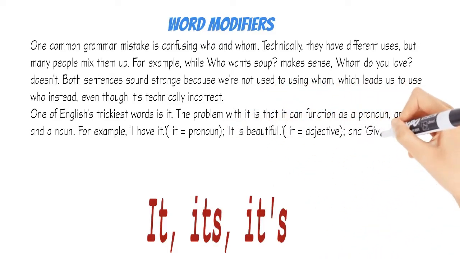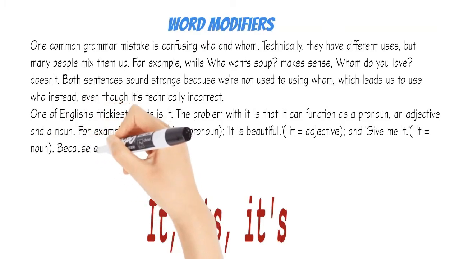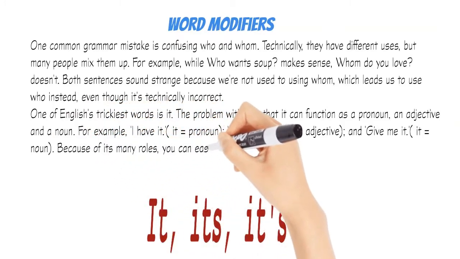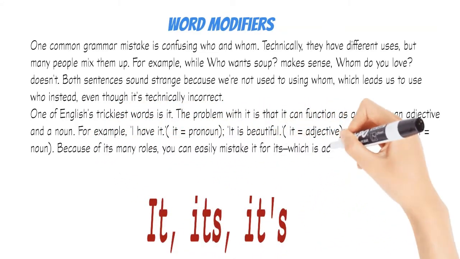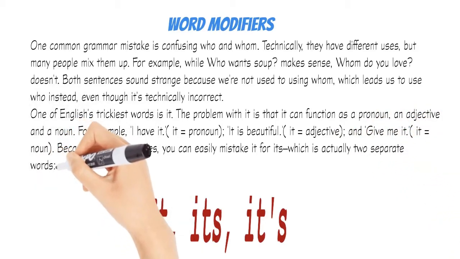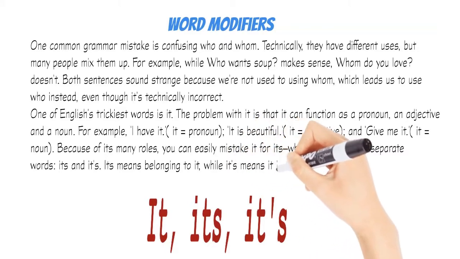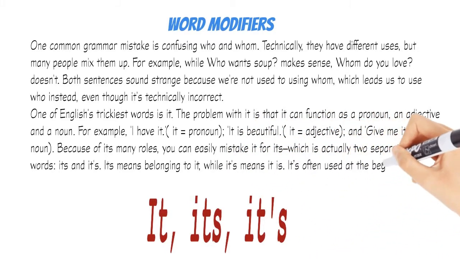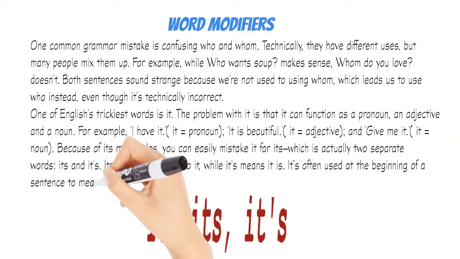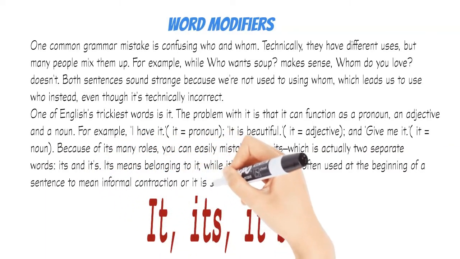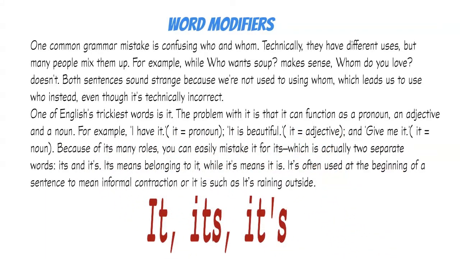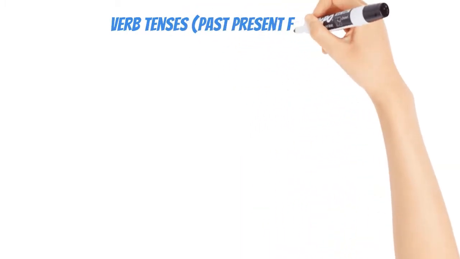Because of its many roles, you can easily mistake "it's" for "its," which are actually two separate words. Its means belonging to it, while it's means it is. It's often used at the beginning of a sentence to mean an informal contraction of it is, such as "it's raining outside."